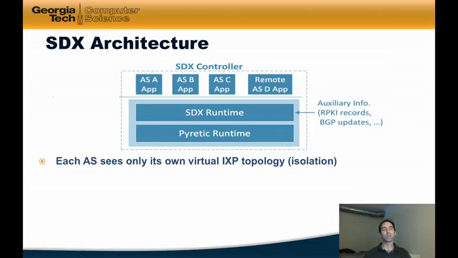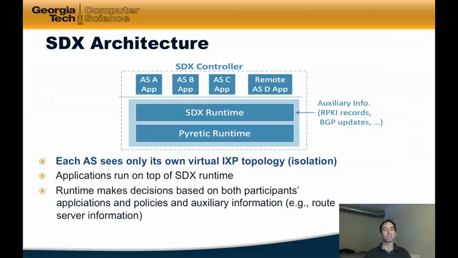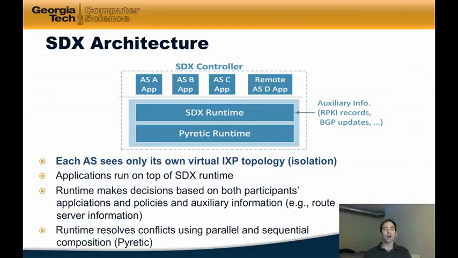Each AS sees only its own virtual IXP topology, thus providing isolation and preventing an AS from writing an application that interferes with other ASs' policies. Those applications run on top of the SDX runtime, and the runtime makes decisions based on both the participants' applications, policies, and auxiliary information, such as that which it might receive from a route server, the Resource Public Key Infrastructure indicating ownership of prefixes, and so forth. The runtime then resolves conflicts using parallel and sequential composition from Pyretic.